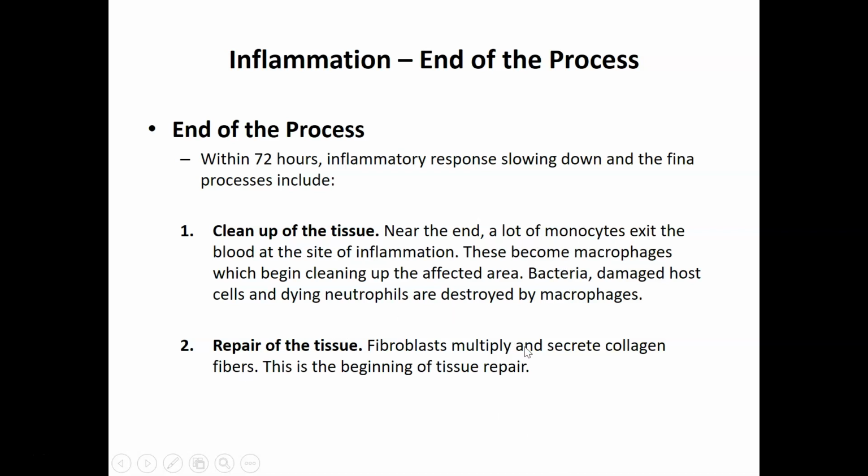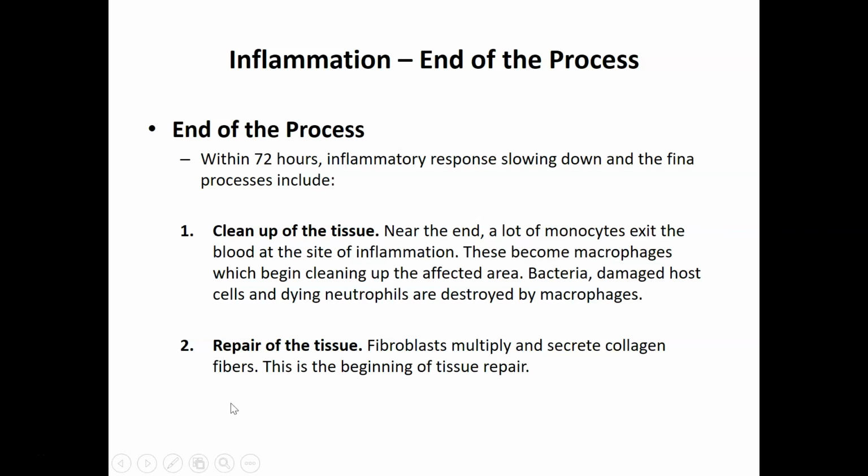Macrophages are the main workhorse phagocytic cells to clean up a tissue. So any kind of infectious agent still hanging around is going to be phagocytized. Any kind of cell damage is also taken up by macrophages. You're going to have a lot of macrophages patrolling this tissue and cleaning up any kind of debris or any remnant pathogens. Okay?